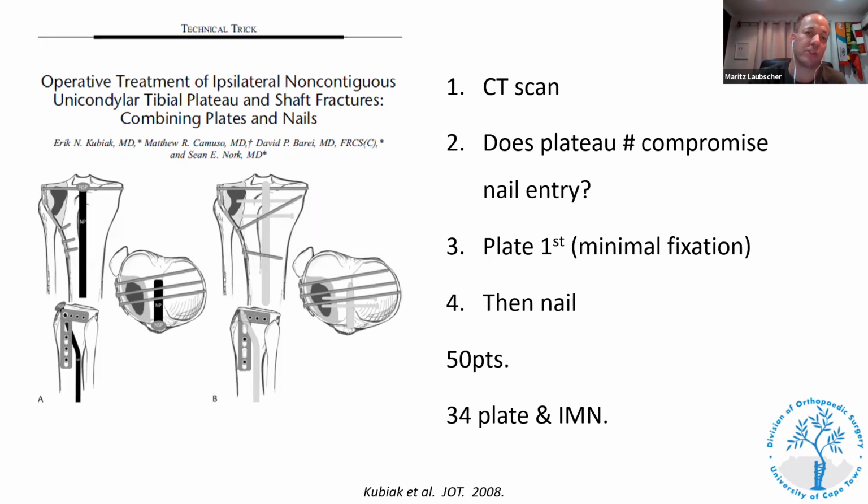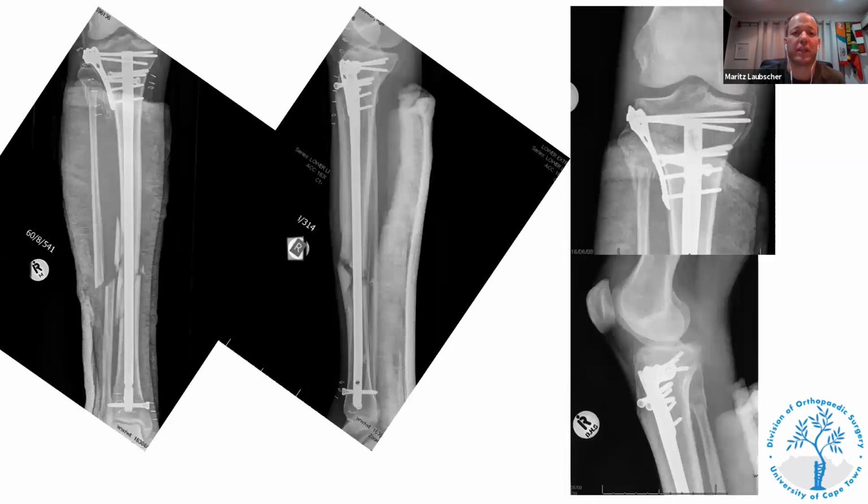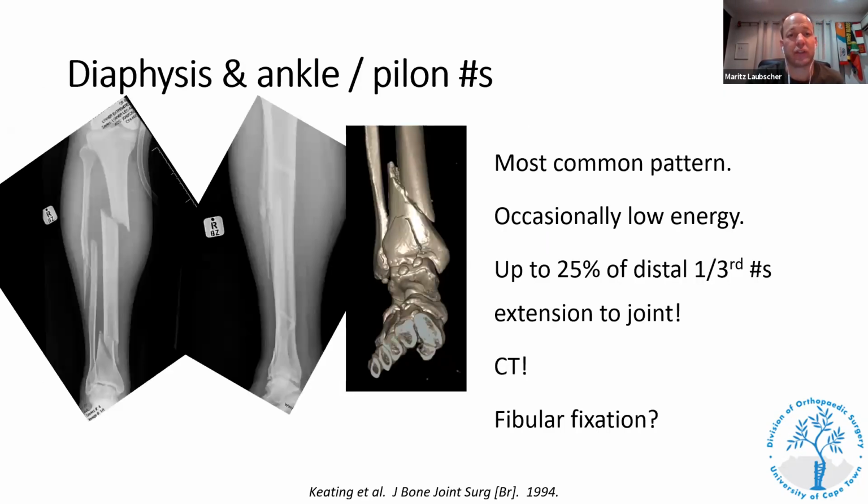Of course, there are other options like limited internal fixation and circular external fixation, but they can definitely be safely nailed with the appropriate technique. And this is that same example. You can see a proximal shaft fracture, proximal plateau ORIF, and then nailing of the shaft fracture. This is an example of a combination of a pilon fracture with a segmental tibial shaft.